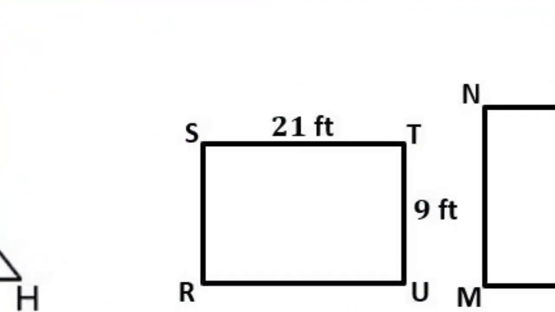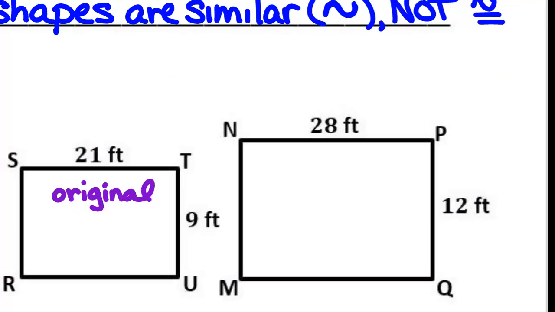RSTU is the one up here on the left. So if that's my original rectangle, and MNPQ is my new rectangle, I've taken this one right here and I've dilated it to create this one. Is that an enlargement or a reduction? Enlargement, it's getting bigger. What does that tell me about the scale factor? Has to be bigger than 1.